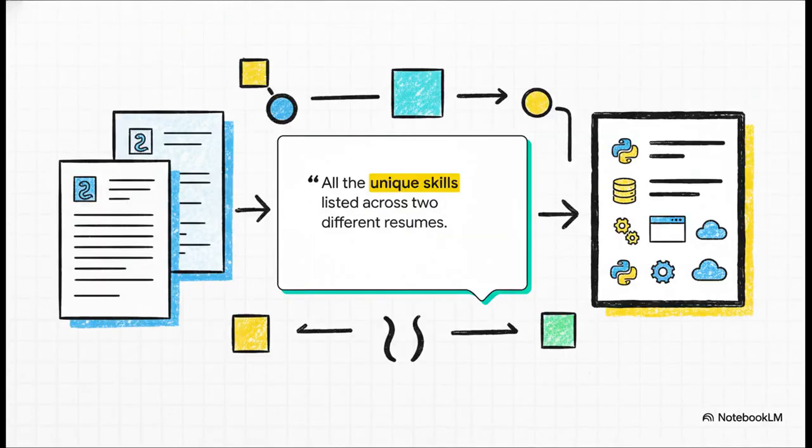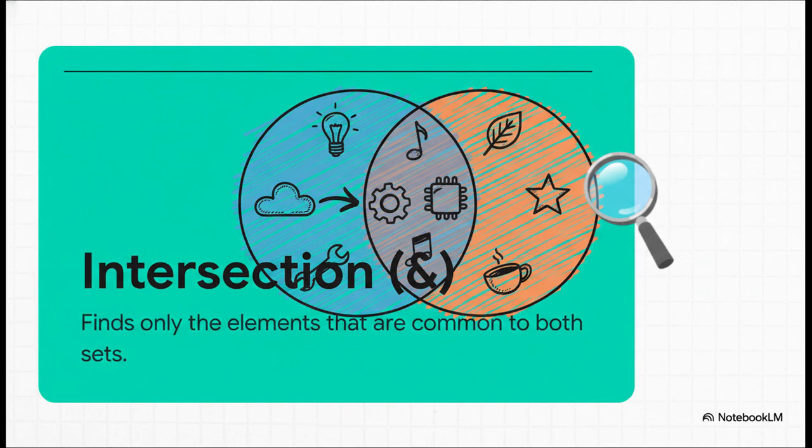Here's a great way to think about it. Imagine you're making a master list of all the skills found on 2 different resumes. If both candidates list Python, it's only going to show up once on your final combined list of skills. That's a union.